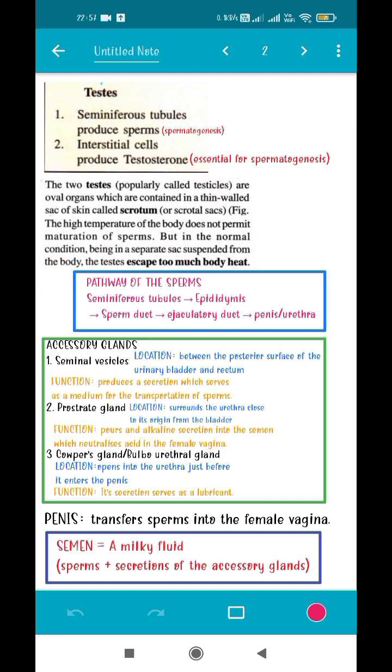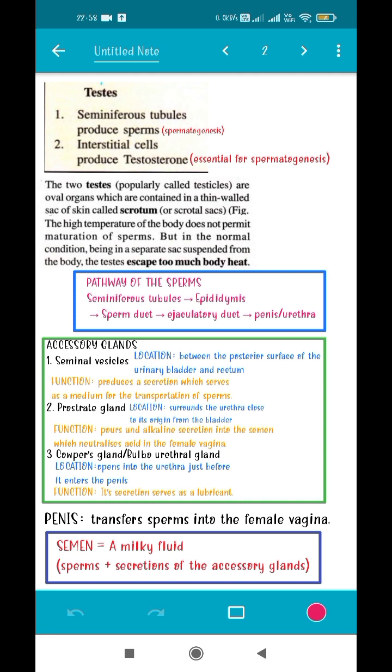Now what do we observe? That the two testes which produce the sperm are not located inside the body. Rather they hang out of the body in a sac-like structure known as the scrotum. So in case of males there are two such structures. So why are these structures located outside the body? The reason is, outside the body the temperature is a little lower, but inside the body the temperature is higher. The production of sperms requires a little lower temperature. As a result, the scrotum is located outside the body so that the sperms can be produced in a lower temperature.